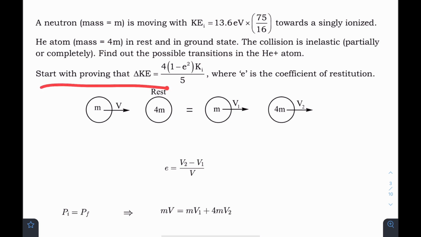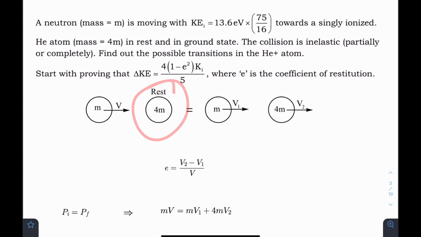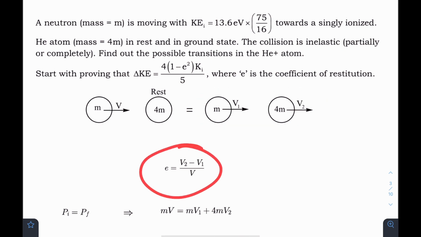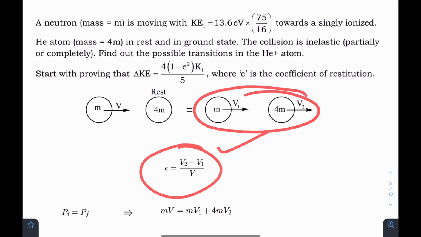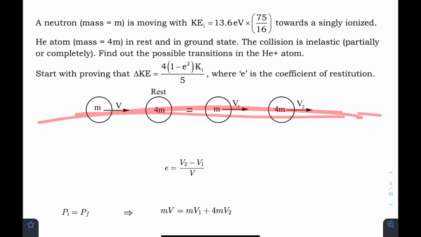And we have to start with that change in kinetic energy during the collision is given by 4 by 5 times 1 minus e square times K i, where e is the coefficient of restitution. So we'll be starting with this part first. And this is the situation given to us. Mass m is approaching the 4m mass, which is at rest, and after collision their velocities are v1 and v2. So we can define here coefficient of restitution as velocity of separation after collision divided by velocity of approach before collision. So it will become e is equal to v2 minus v1 by v, and this definition of v we write along the common normal. Anyways, here the situation is head on.